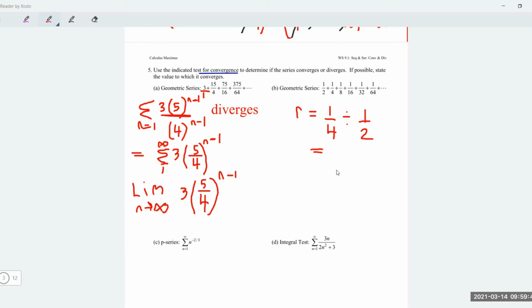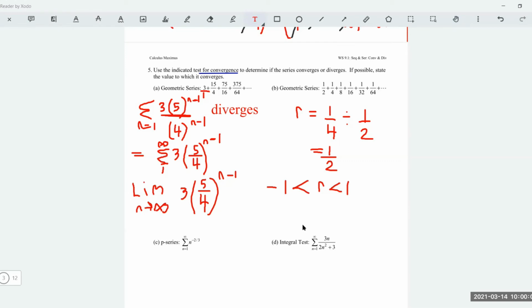Now, remember what we said about geometric series. Once the common ratio is between 1 and minus 1, it converges. A half is between 1 and minus 1. So this one straight away converges. Without doing anything, we know that it converges. Easy.